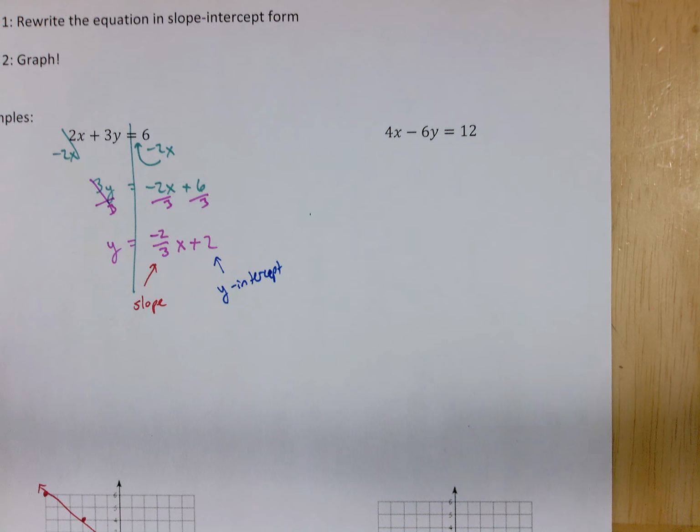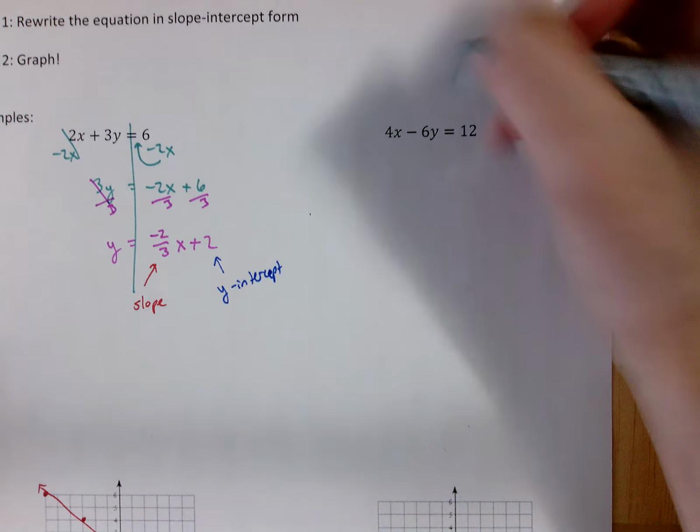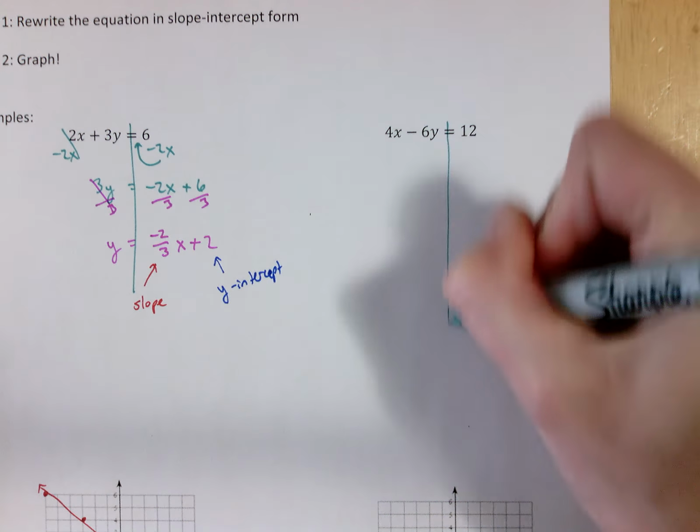All right, so let's do this again with the second one. Same steps. The first thing I'm going to do is subtract 4x from both sides. So those are going to cancel. I'm left with a negative 6y over here. This guy, I'm going to sneak him in the front. So it'll be negative 4x and then plus 12.